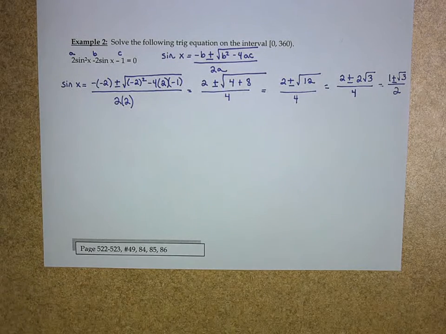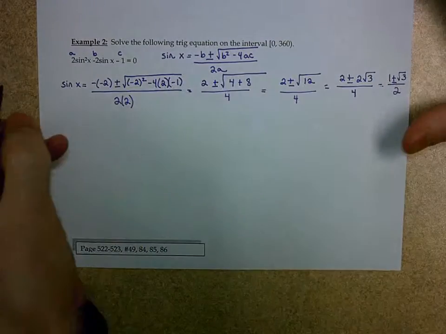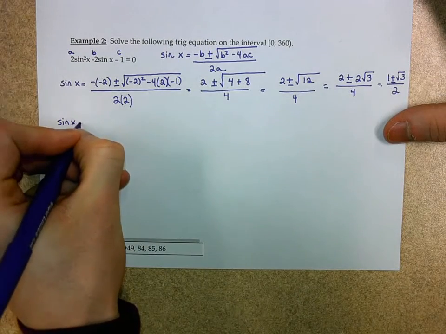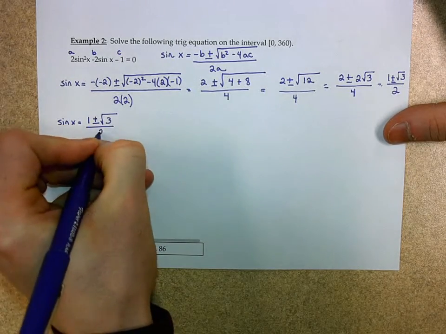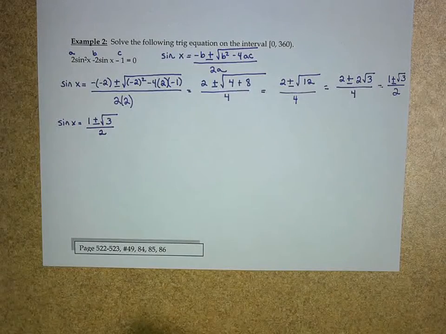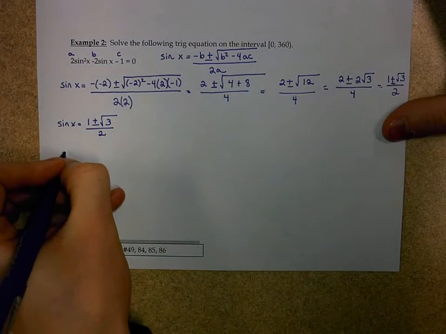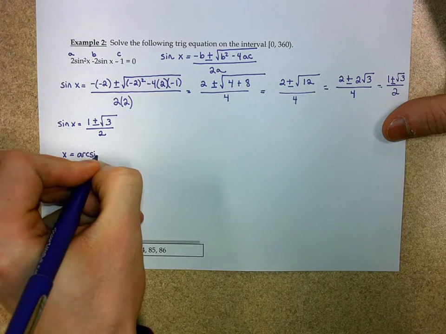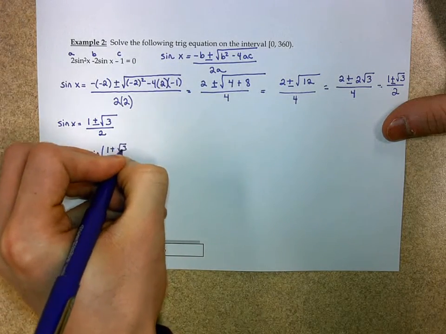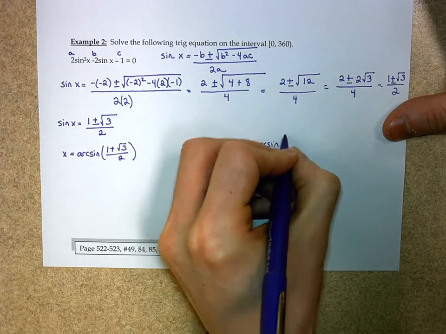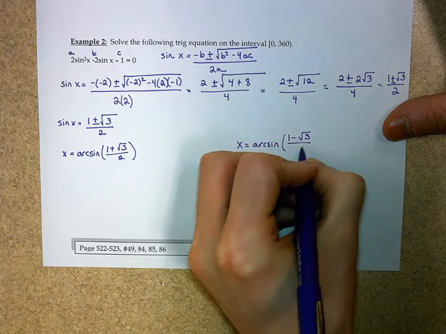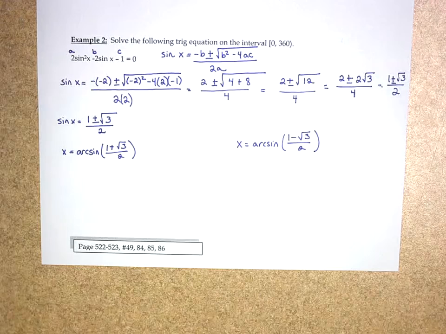Now, just as we did in the previous section, when we ended up with a plus or minus, we still took the arc sine, but we ended up with 2 equations. So what we've got here is the sine of x is equal to 1 plus or minus the square root of 3 over 2. So we'll take the arc sine to both sides, and we'll get x is equal to the arc sine of 1 plus the square root of 3 over 2. And then over here we'll get x equals the arc sine of 1 minus the square root of 3 over 2.